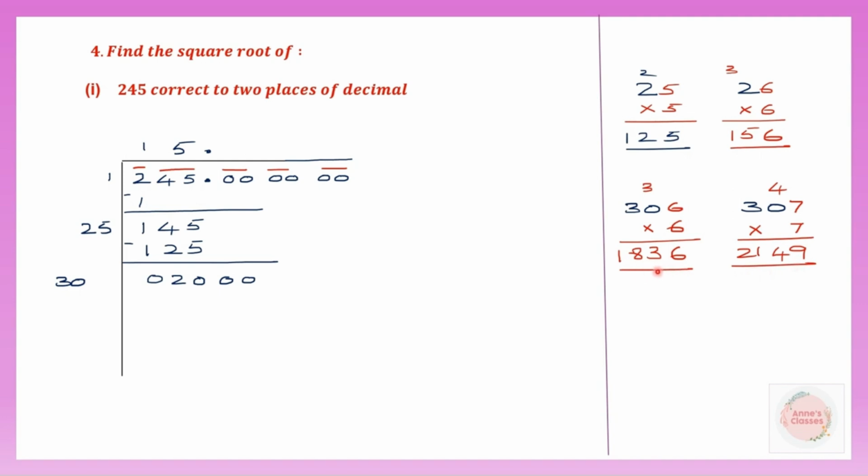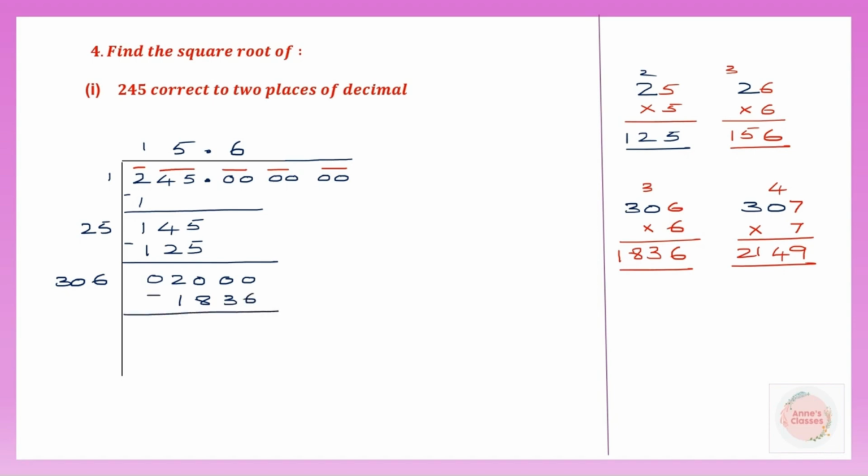The most suitable is this one. That means next to 30 we have to put the digit 6. So let's put that here. So the number now has become 306. We have to multiply this by 6. So we are going to put 6 here. And what is 306 into 6? We've already multiplied it here. So let's write 1836 here. Now we have to minus.